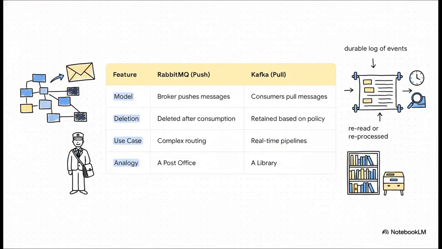And this difference is absolutely critical. RabbitMQ is fantastic when you need complex routing, like sending a specific task to a specific worker. But Kafka, because it holds onto messages for a while, gives you this durable log of everything that's happened. That makes it perfect for things like real-time data pipelines and analytics, where you might want to replay events.